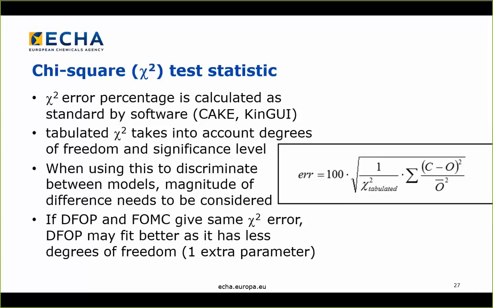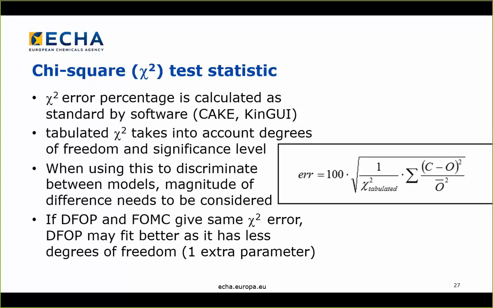So when you're using the chi-squared to discriminate between different models, you need to look at the magnitude, the size of difference, and not just the absolute value. One reason that is important is if you are comparing DFOP and FOMC and they give exactly the same chi-squared error percentage, the DFOP model might actually fit better because it has one more parameter than FOMC, so less degrees of freedom. Okay, so think about the magnitude and not just the absolute value.